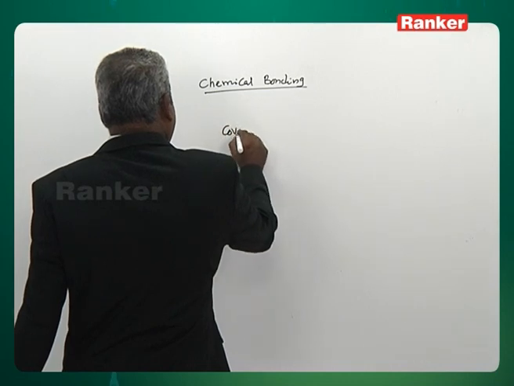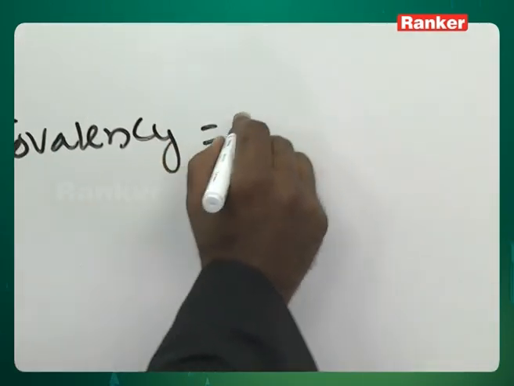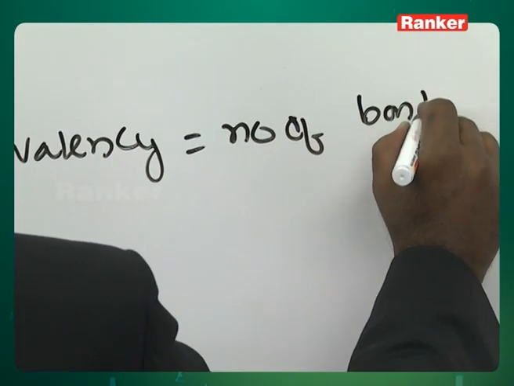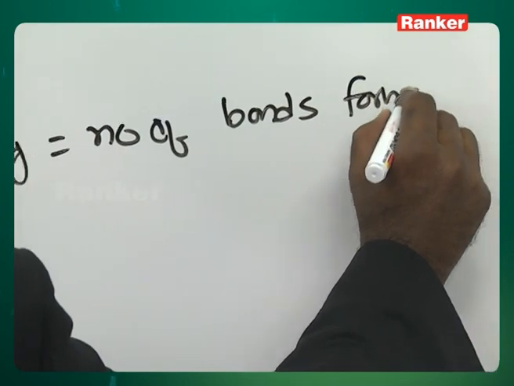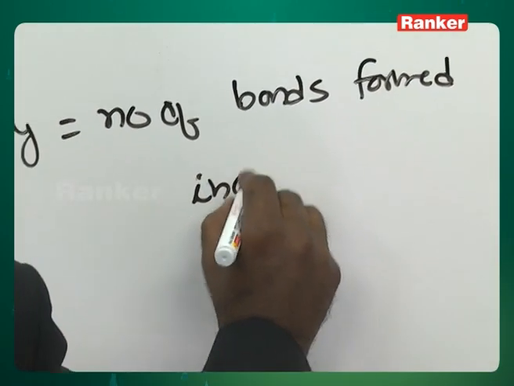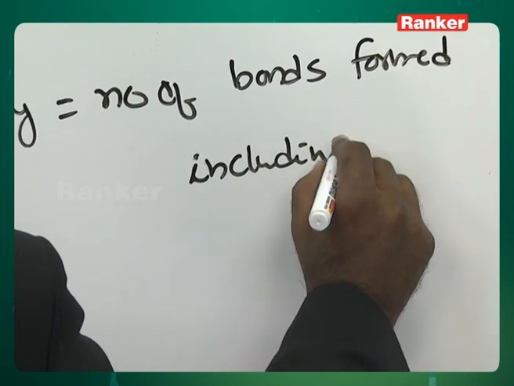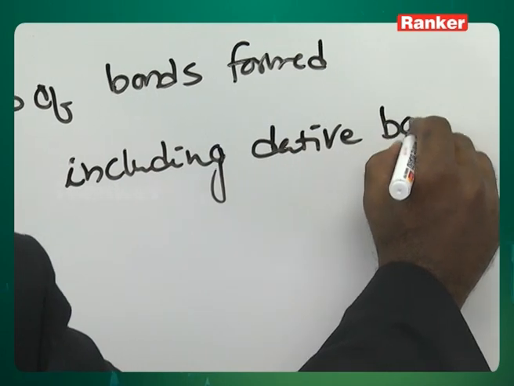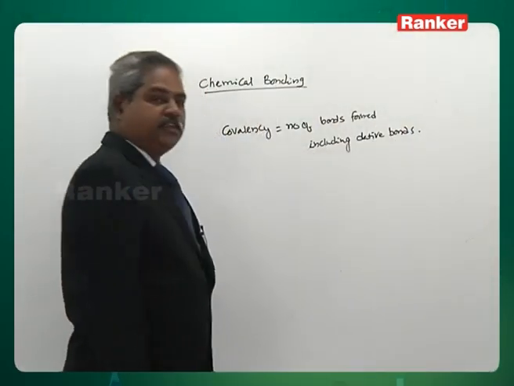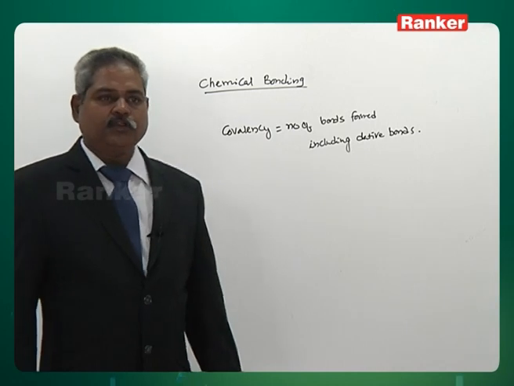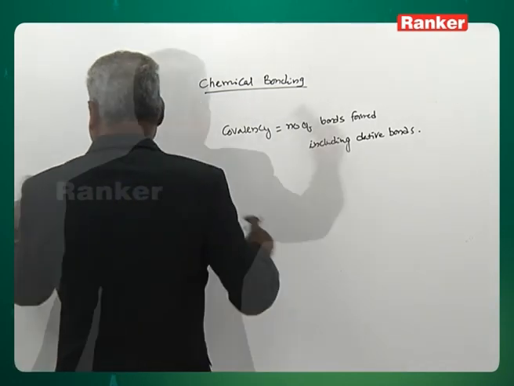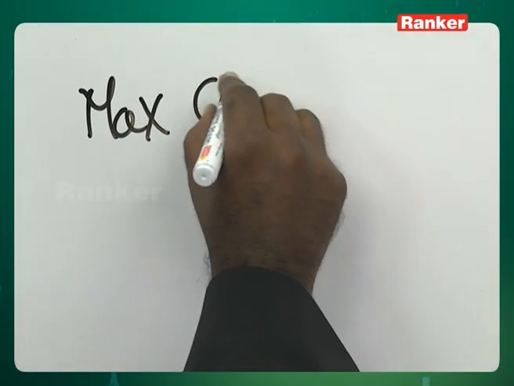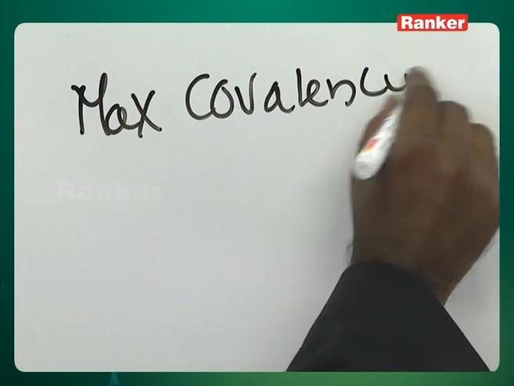So, covalency is equal to the number of bonds formed, including dative bonds. Dative means coordinate covalent. So, the covalency should include the number of dative bonds also. So, how to find the maximum covalency?